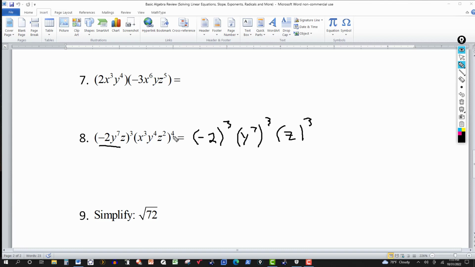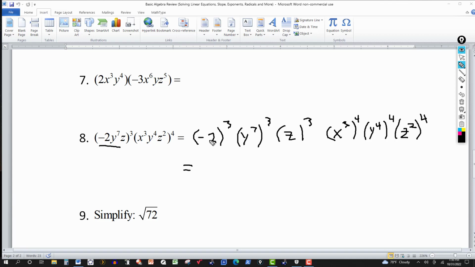And then I have the next one. This next parenthesis is taken to the fourth, so everything inside is taken to the fourth power. So this will be x to the third, taken to the fourth power. Y to the fourth, put it in parentheses, that's taken to the fourth power. And then z to the second, taken to the fourth power. And then we go ahead and perform these operations.